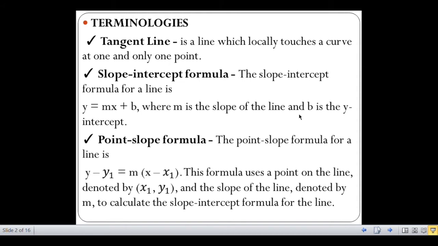Then, point slope formula. The point slope formula for a line is y minus y sub 1 equals m times x minus x sub 1. Okay, so wherein yung m, siya yung slope of a line. Then, this formula uses a point on the line denoted by x sub 1 and y sub 1, and the slope of the line denoted by m to calculate the slope-intercept formula for the line.